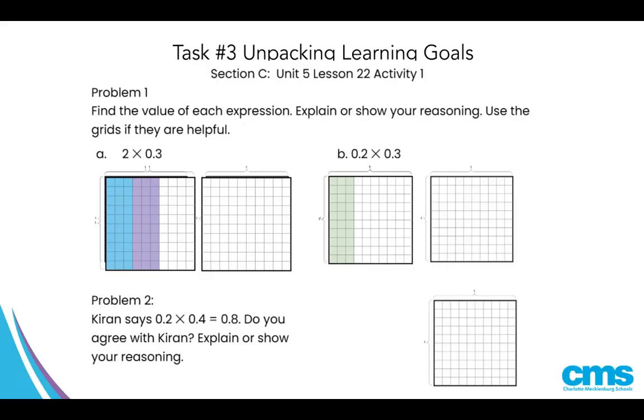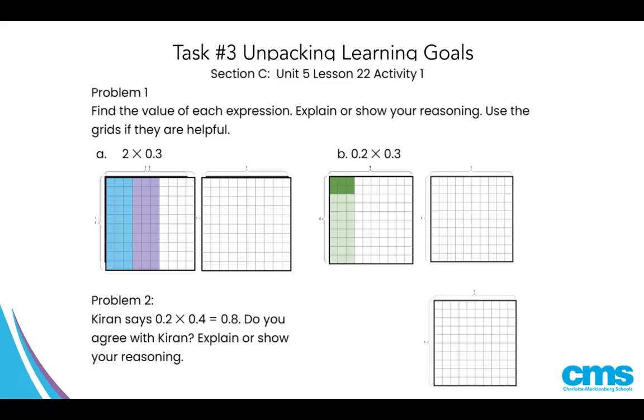For problem 1B, students view this as 2/10 of 3/10. That means for each of the 3/10, we must partition each of those tenths into tenths and then select two of those. When a tenth is partitioned into 10 equal parts, the new parts become hundredths. So 2/10 from each of the 3/10 would be 6/100ths.